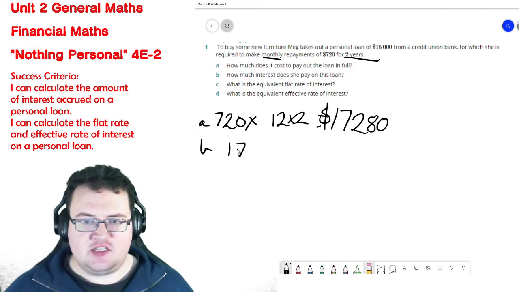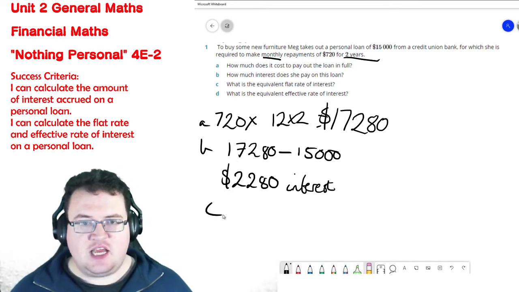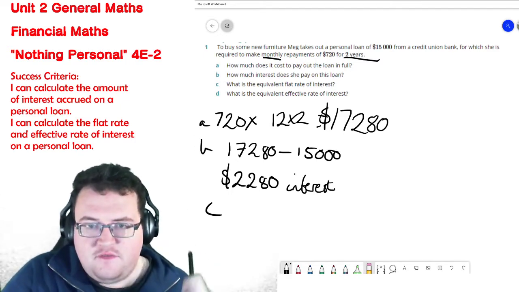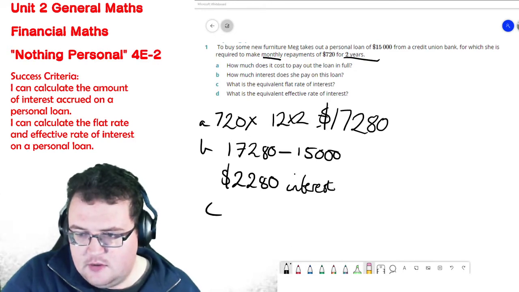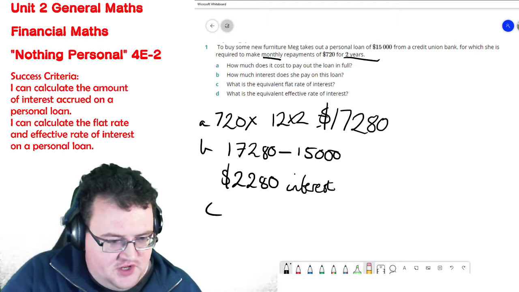Well, that's 17,280 minus the original 15,000. So that's $2,280 interest. C, what is the equivalent flat rate of interest? The equivalent flat rate of interest.